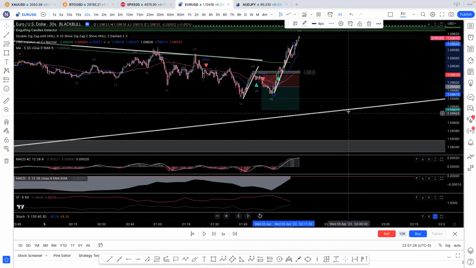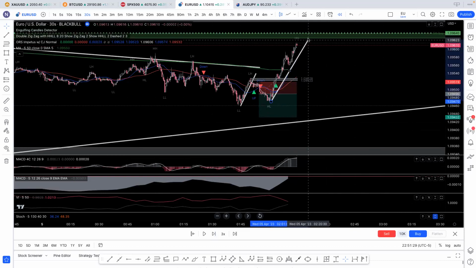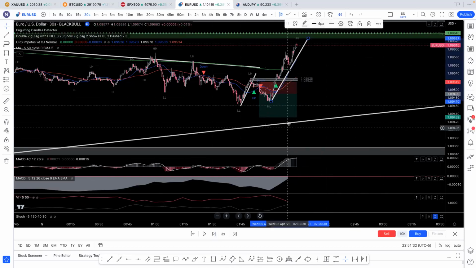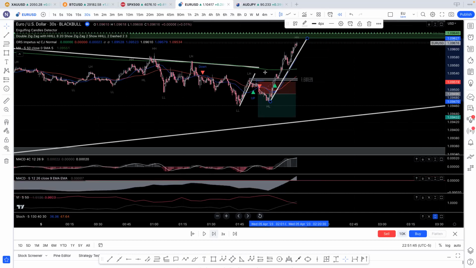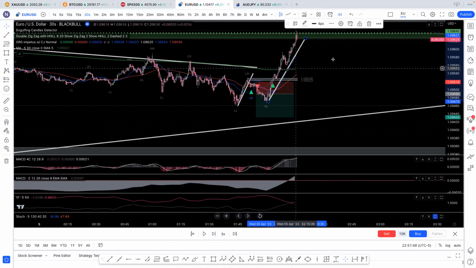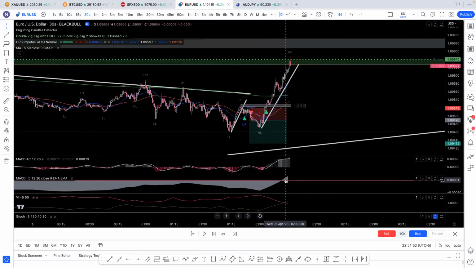And I'm curious to see if, once this breaks to the other side, then I know I'm in for a buy. I'm missing some pips, but it is what it is. And also price is above my 50. So, okay, the MACD did break.